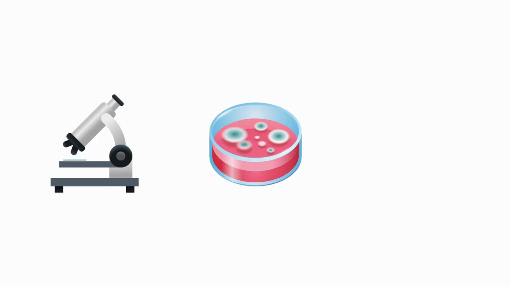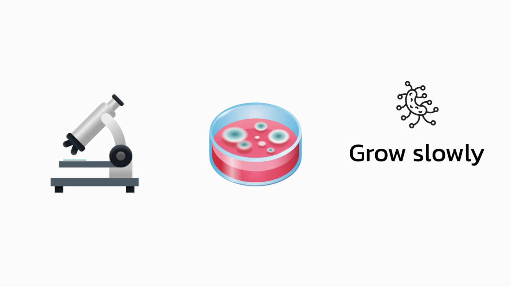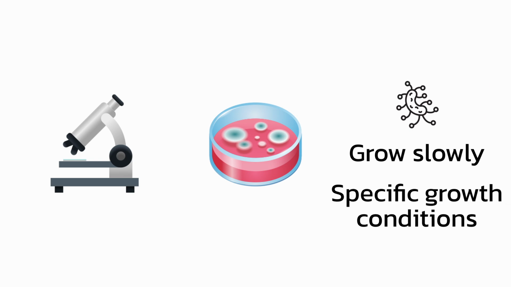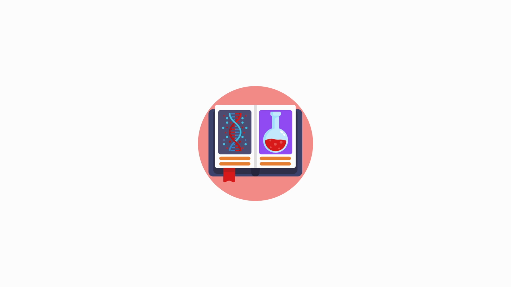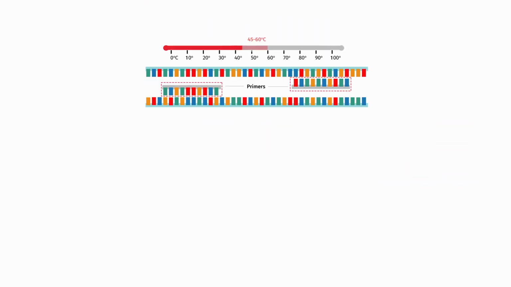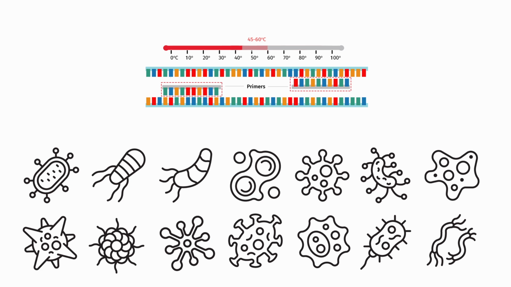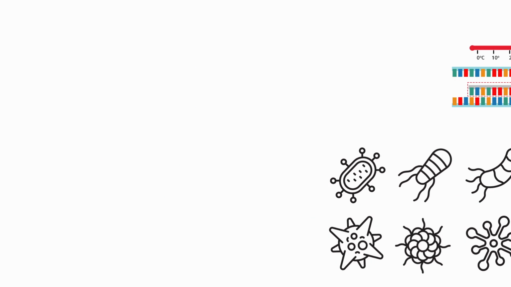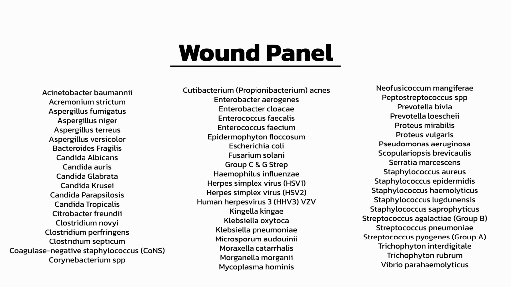Another difference is that traditional culture requires growth of an organism on a plate. Certain organisms grow very slowly and may require specific growth conditions, often limiting their detection. PCR generally does a great job of detecting present organisms. However, PCR differs in the fact that it can only detect organisms that have matching primers. This means that the specific list of targets that are being tested for on the panel are the only ones that could be detected if they are present.